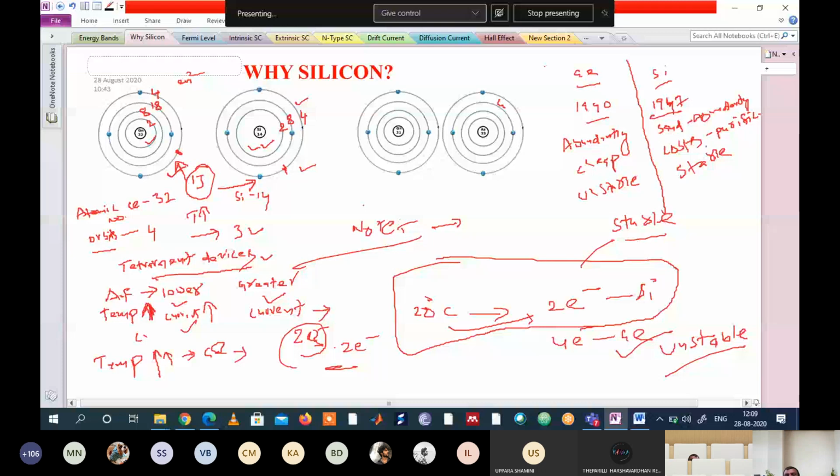Even while you are talking with your friends with a mobile phone, when it gets heated up, what happens? It will not burst. It will not burst because it is made up of what? Silicon. Because it can withstand higher temperatures. How can it withstand higher temperatures? Because it has only 3 orbits.